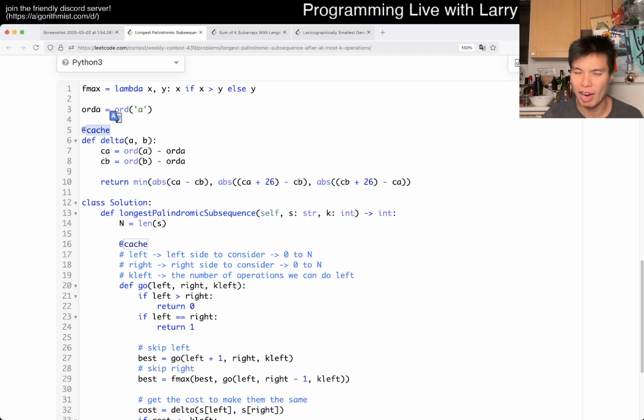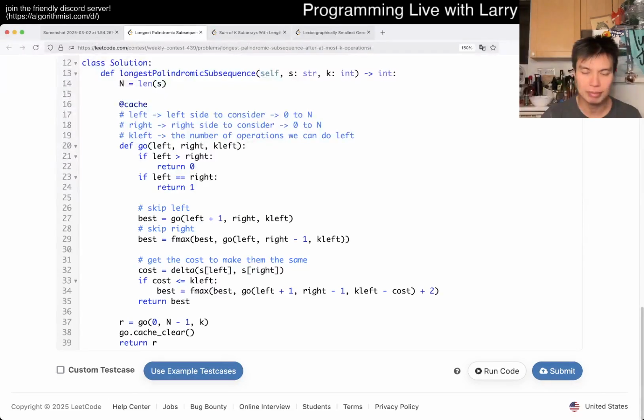And you could just memoize, right? You could even pre-calculate this. It's not a big deal. This is 26 squared, so pretty easy to do, and you could do it in DP if you really like.